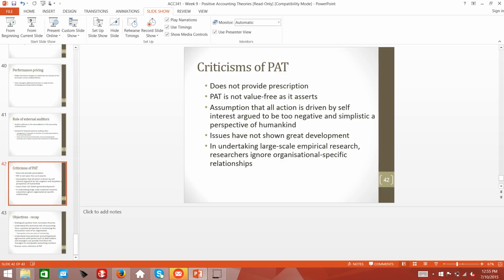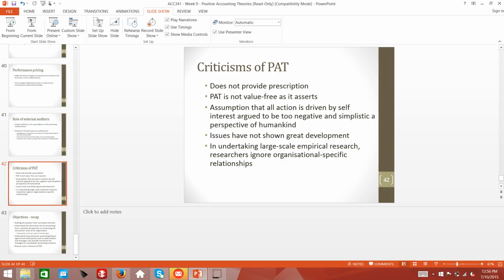Criticisms of PAT, important to know: it doesn't provide any prescription, so it doesn't guide a manager or an owner as to which accounting method they should use. It's not as value-free as it asserts because it assumes that everyone is driven by self-interest, which is quite a negative and simplistic perspective of humankind. The issues haven't shown a great deal of development, and you'll see that by looking at the dates the research has been published. Also, in undertaking large-scale empirical research, what does that mean?